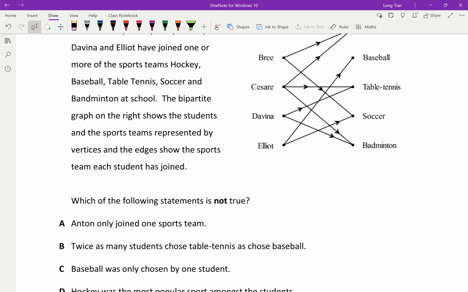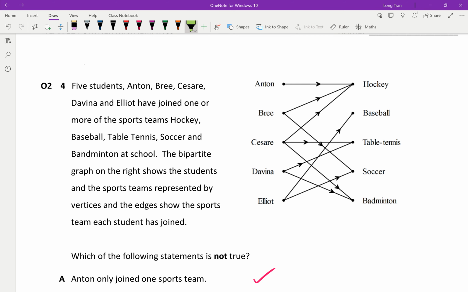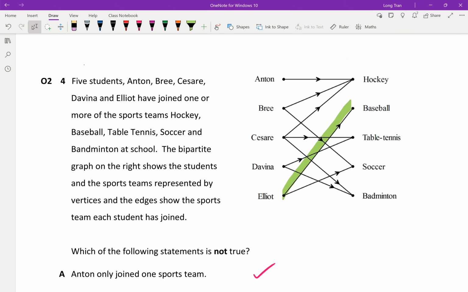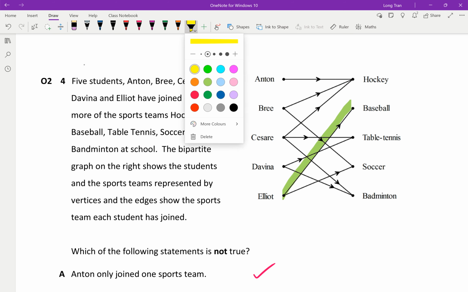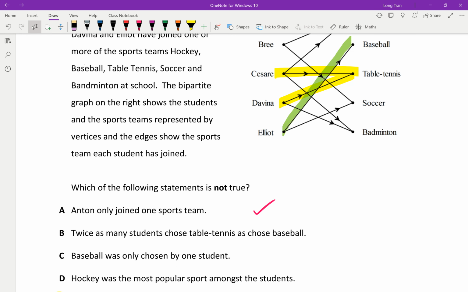So that is true. Twice as many students chose table tennis as chose baseball. So let's have a look at baseball. Baseball, we have 1. And that's about it. So 1. And what was the other one? Table tennis. Table tennis has 1 and 2. And that's about it. So twice as many chose table tennis over baseball. Correct. Baseball was only chosen by 1 student.